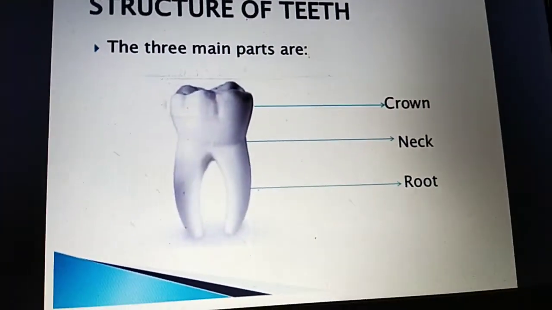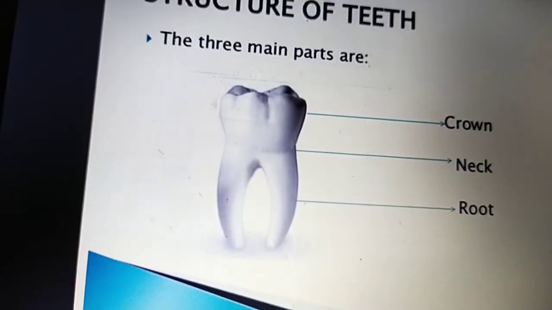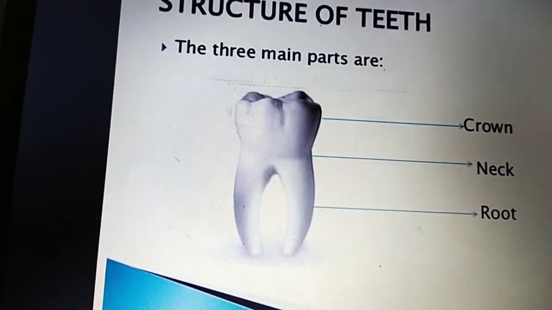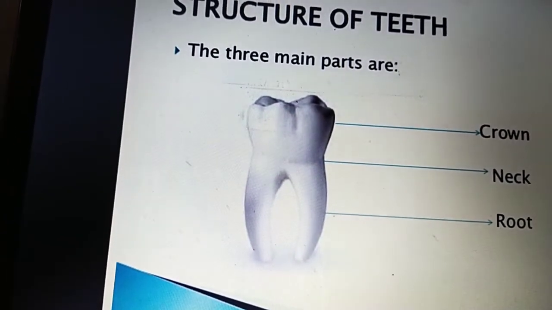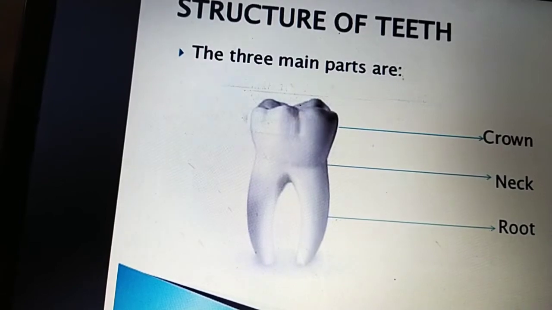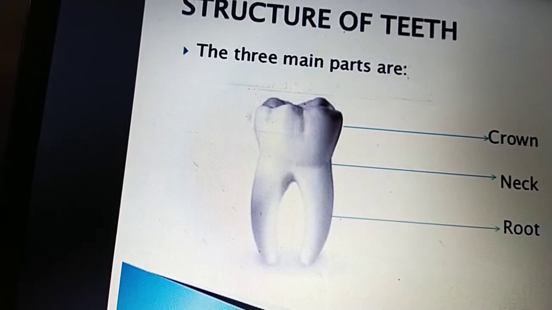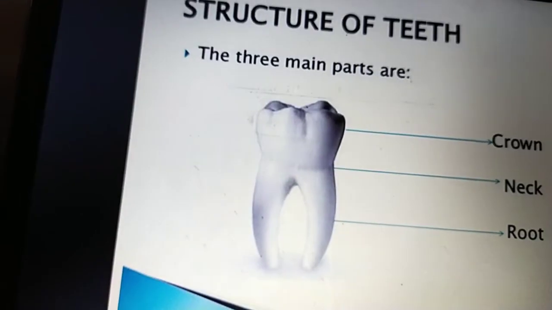Now the structures of the teeth. The tooth is divided into mainly three parts: crown, neck, and root. The crown is the functional part that is visible above the gum. The crown refers to the anatomical area of the tooth, usually covered by the enamel.